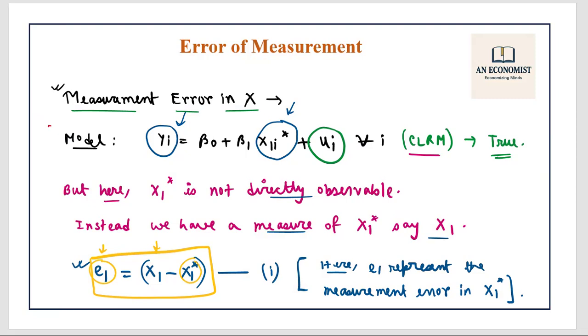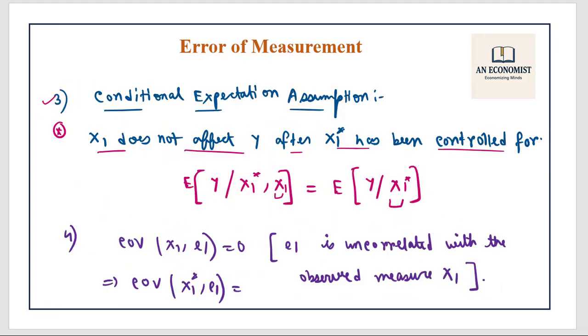Now, if E1 and x1 do not have any relationship, that basically confirms that E1 must have some correlation between x1 and x1 star, right? So here, notationally, if you see, this will simply be not equal to 0. So both the covariances cannot be equal to 0, right?